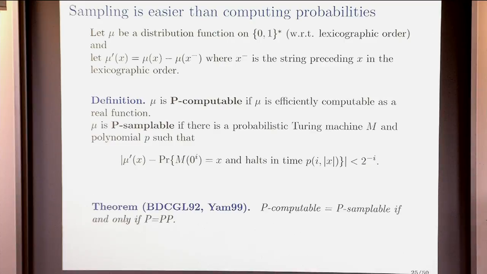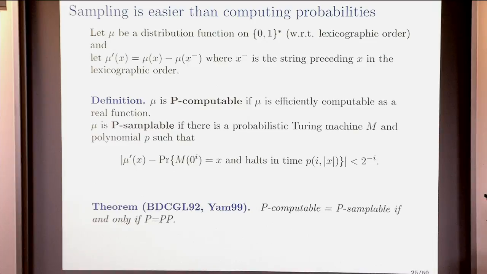So if I have a distribution mu, say on strings, let's keep it simple, lexicographic order, so I start with the empty string, then 0, then 1, then 00, 01, et cetera. Let mu prime be the probability mass function, so this is the actual probability of the element x itself. So this is the cumulative distribution function, this is the probability mass function. So we'll call a distribution mu P-computable if the distribution function is efficiently computable as a real function.